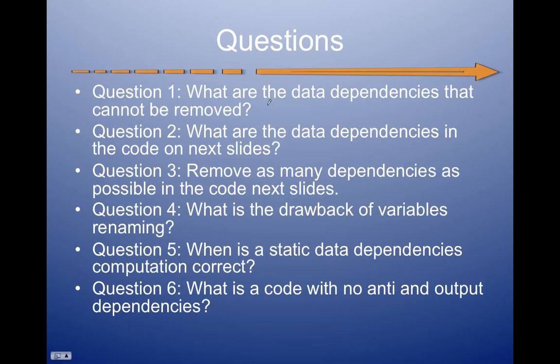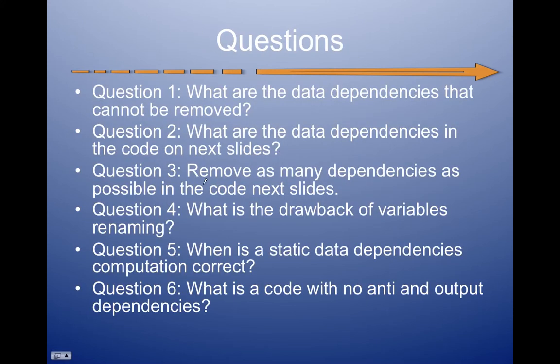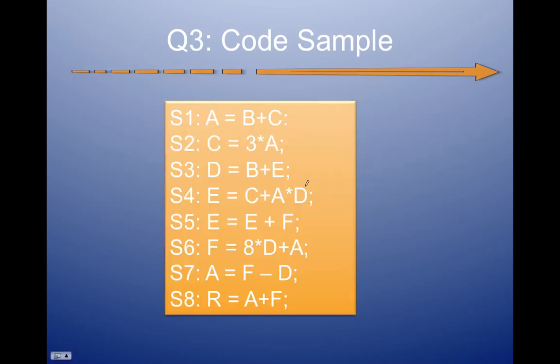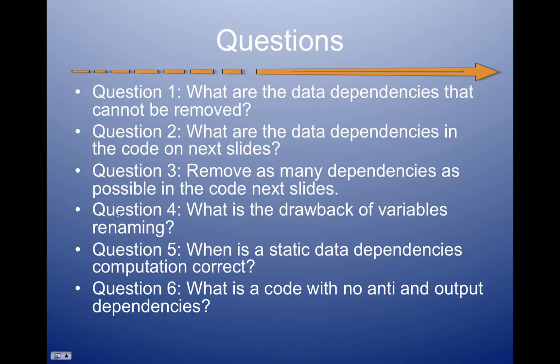Here are a set of questions on data dependencies. What kinds of data dependencies can be removed, and which cannot be removed? What are the data dependencies in the code on the next slides? Here is this one. Remove as many data dependencies as possible in the code on this slide. Here I want you to remove the data dependencies by renaming the variables. What is a drawback of variable renaming?